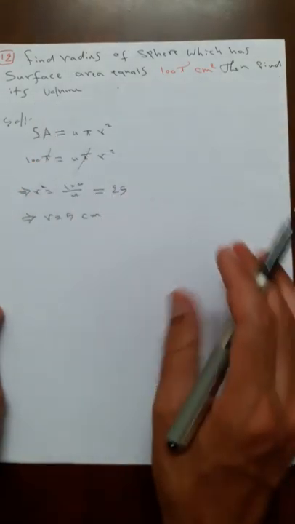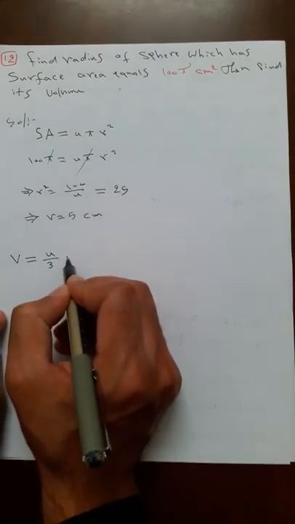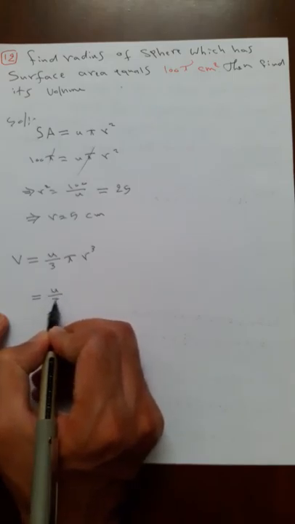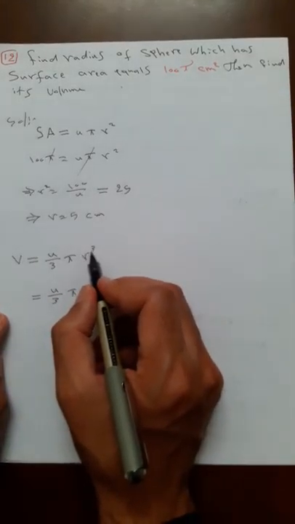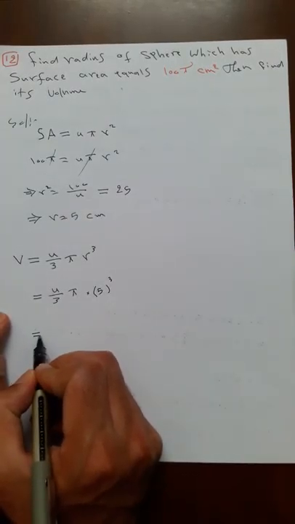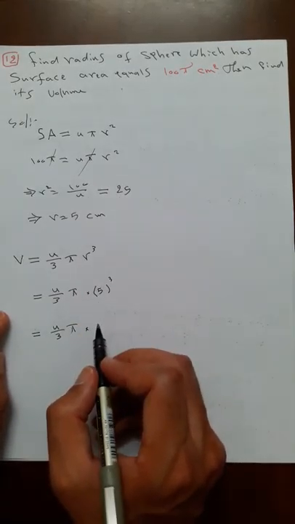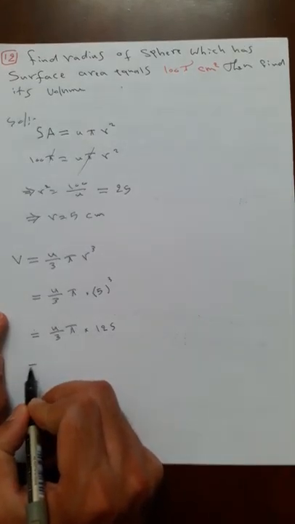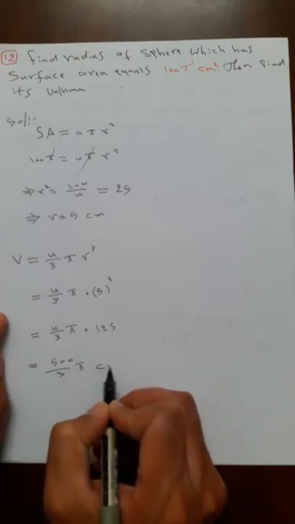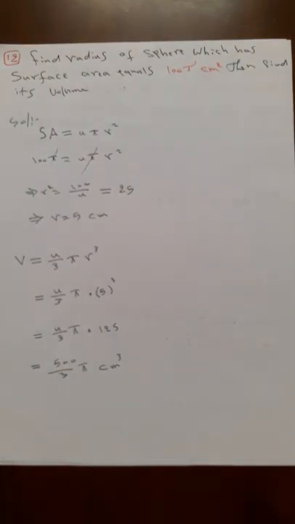Then find its volume. Now to find the volume of the sphere, I will use this rule: V equal to 4 over 3 pi r with power 3. And this is equal to 4 over 3 pi multiply r with power 3. The value of r is 5, 5 with power 3. And this is equal to 4 over 3 pi multiply 5 with power 3, which is 125. And this is equal to 500 divided by 3 pi centimeter with power 3. This is the result of the volume of the sphere.